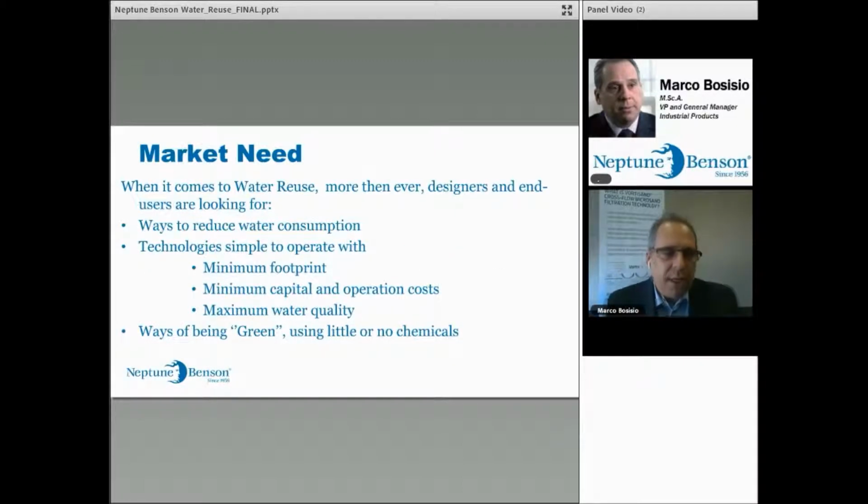So let's start first with the market need. In terms of water reuse, there are definitely all types of needs, and we've seen that in the presentations from Abby and Rick: different types of needs, water sources and water characteristics. But what comes out is that everyone wants to reduce water consumption, looking for a minimum footprint, a minimum capital and operation cost, and obviously maximum water quality, to be able to reuse that water back in the process. And there are ways of being green and avoiding as much as possible the chemical addition. Let's see how the Vortisand technology addresses this market need.